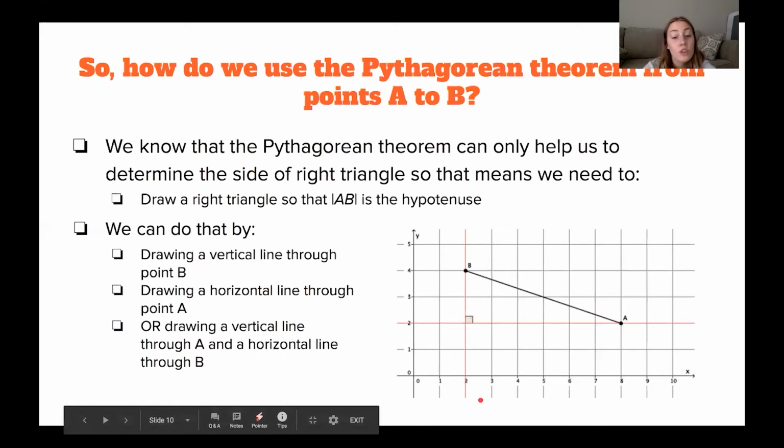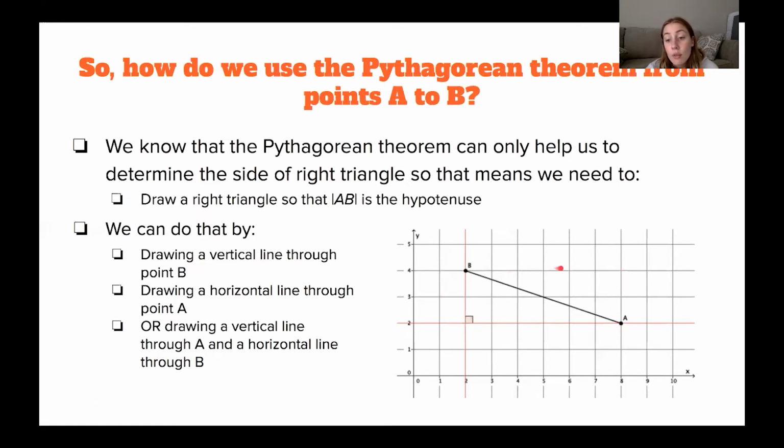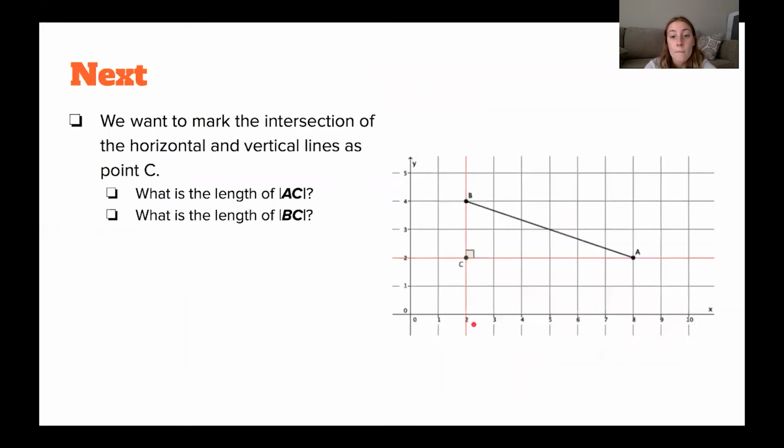Or if you do it the other way around, which is perfectly okay, you can go vertical through A and then a horizontal line through B. And that would just flip-flop the triangle, but either way is perfectly fine, as long as they meet up at some point. So next we want to mark the intersection of the horizontal and vertical lines as point C. Our horizontal and our vertical lines met right here at point C. And this made a right angle. Therefore, we now have a right triangle.